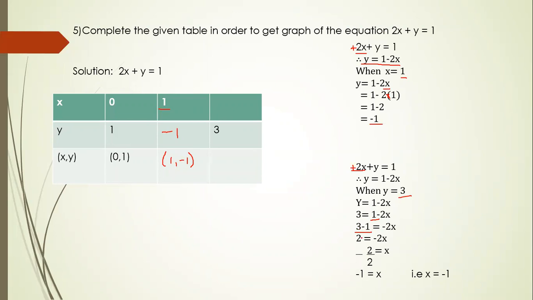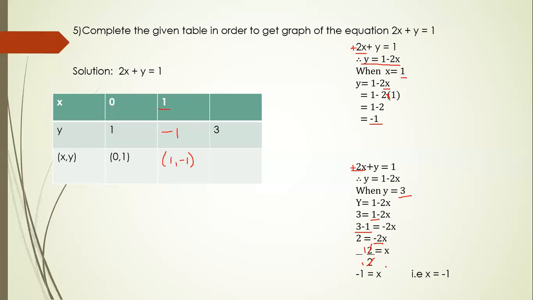3 minus 1, the answer will be 2. So here it will come 2 equal to minus 2x. Now in the next step, we will change the place of this minus 2. Here it is in multiply form. When it comes here, it will get converted into division. So 2 divided by minus 2 equal to x. When you reduce this in 2 table, you will get minus 1. That is x is equal to minus 1.